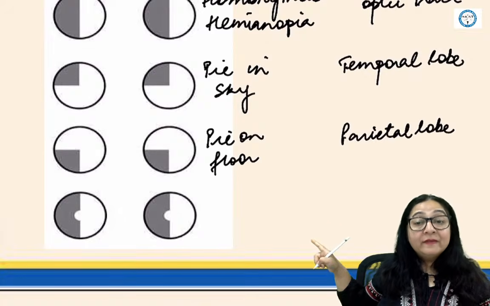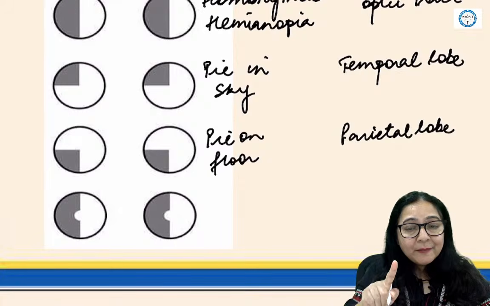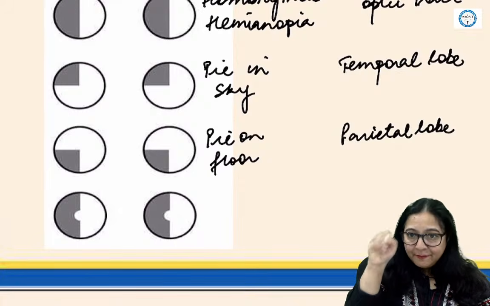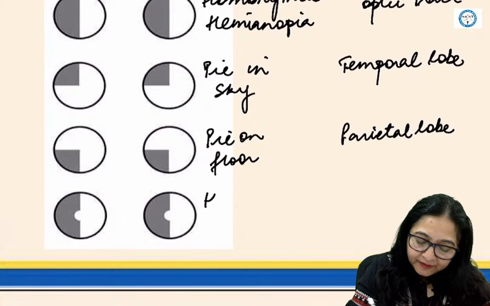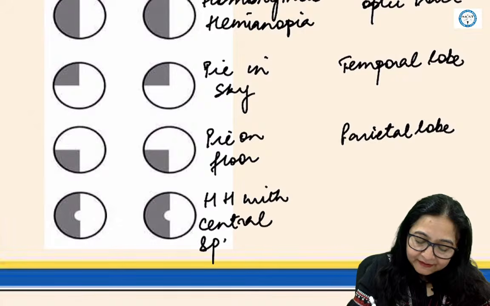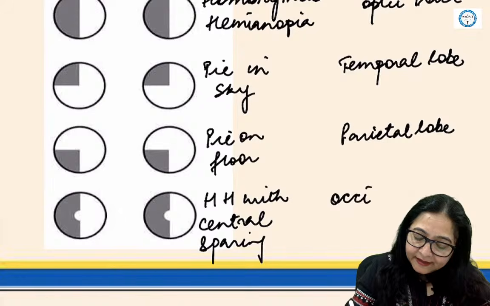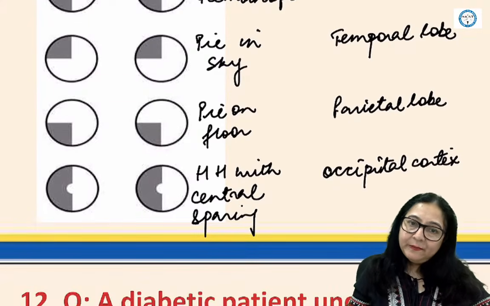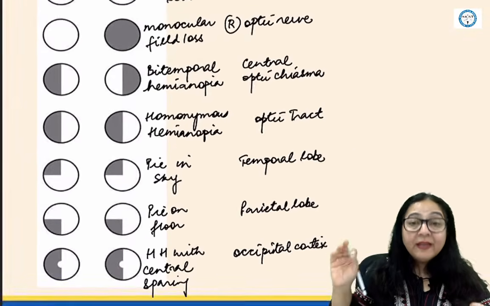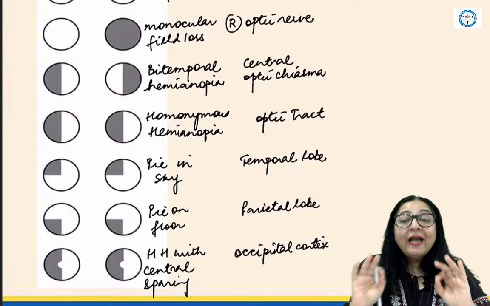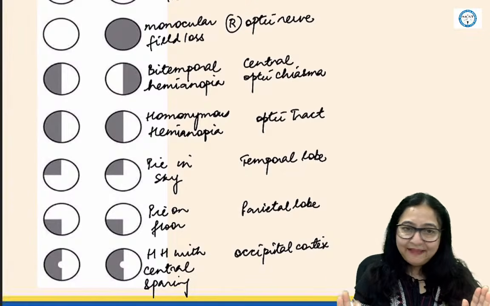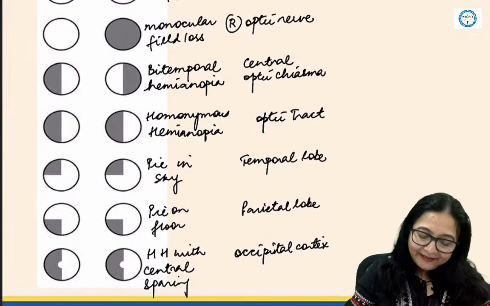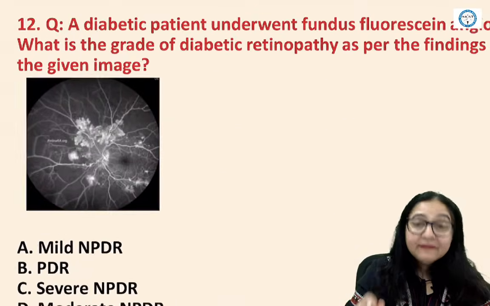Okay, and here what was in our question, when there is homonymous hemianopia with central sparing, the macular area is spared, so homonymous hemianopia with central sparing or macular sparing, that is seen in the cases of occipital cortex. Again, the lesion will be on the contralateral side. So if it is left-sided loss, the lesion will be in the right occipital cortex. ठीक है? So that is the simplest way to remember your field defects and to attempt the question correctly in the exam, बच्चे. All right? Fine.